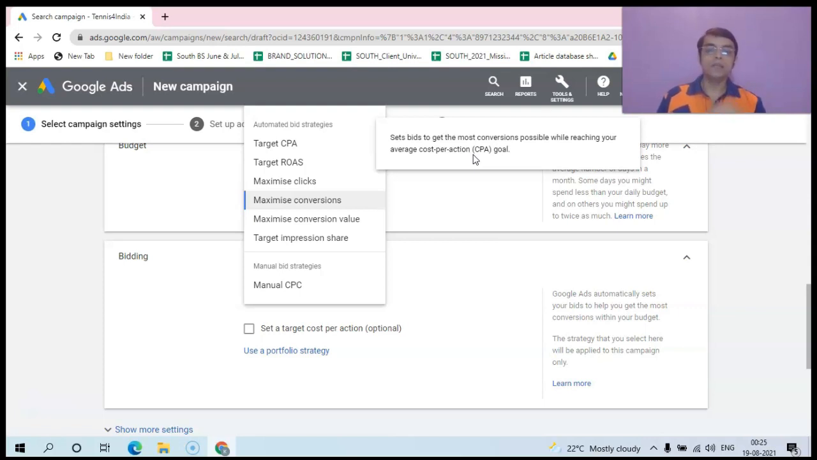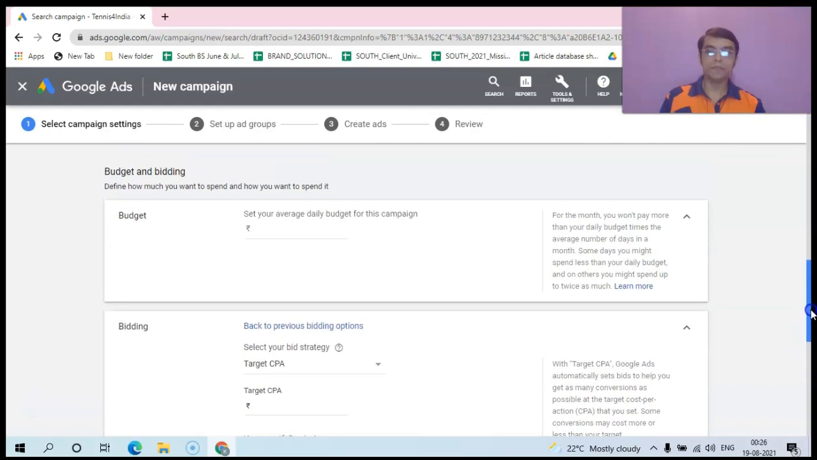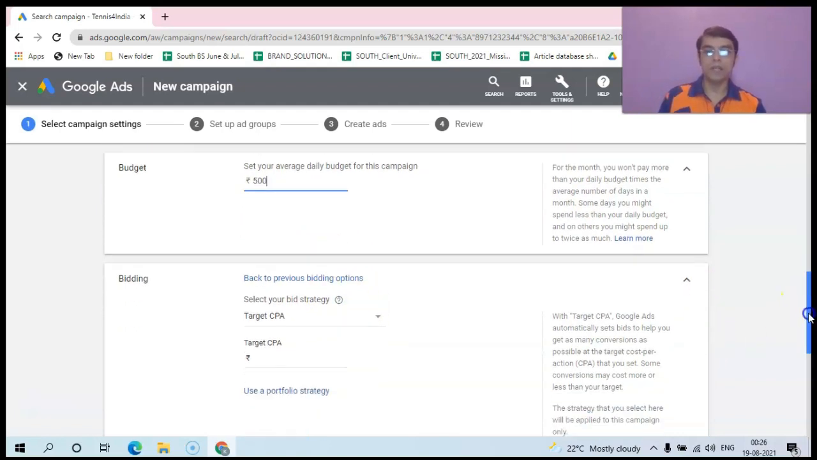Now, target CPA is the amount that you are willing to pay Google to get that one action, that one conversion, basically. So when I click on target CPA, before that I need to have a daily budget. Say I've given 500 rupees, just like that.